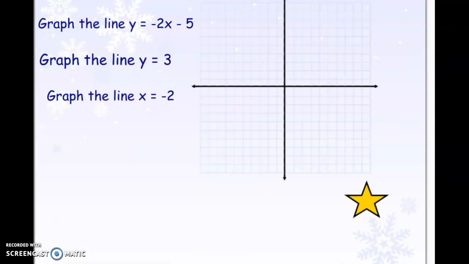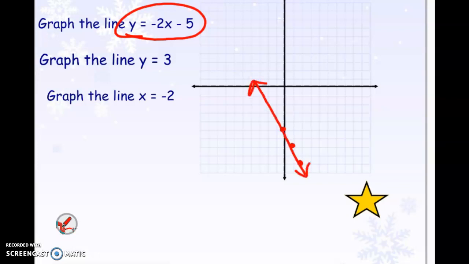Graphing different lines. I have 3 colors, so I'll do them in 3 different colors. What you want to do is start at the intercept. In this case, it's 0, negative 5. So I'm going to go to 0, negative 5. My slope is negative 2, so down 2 over 1. Down 2 over 1.